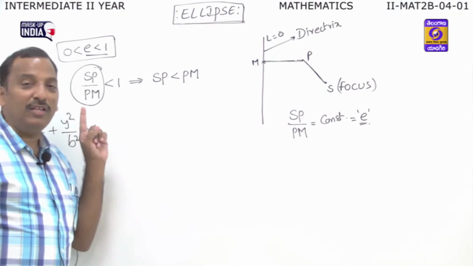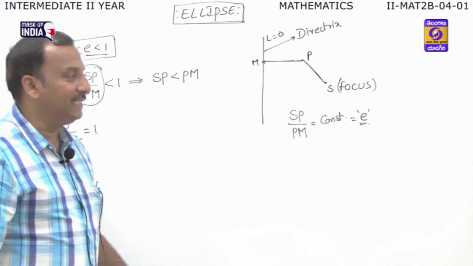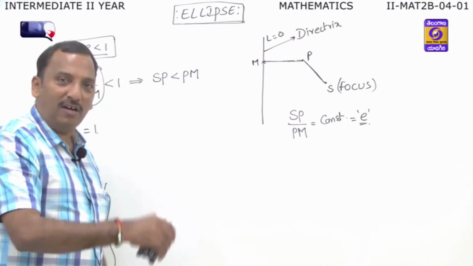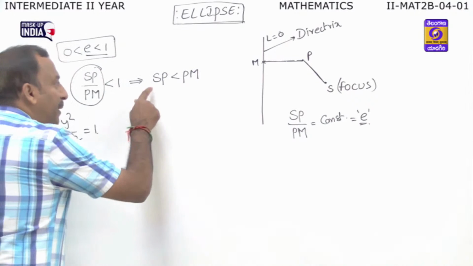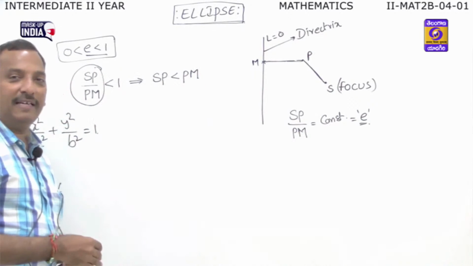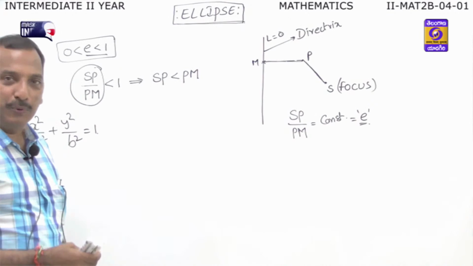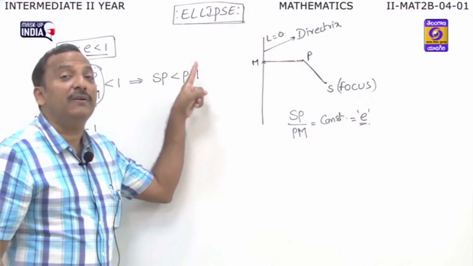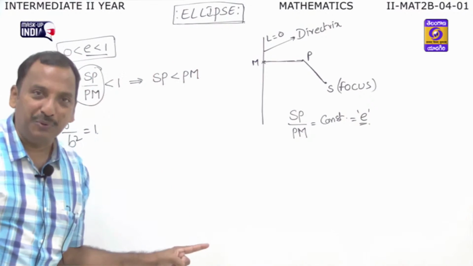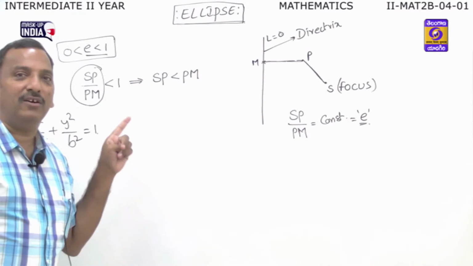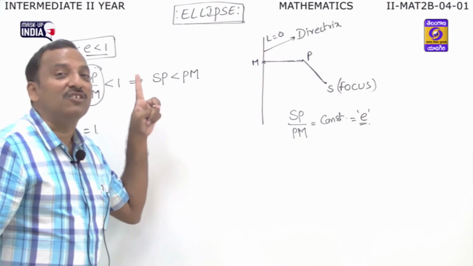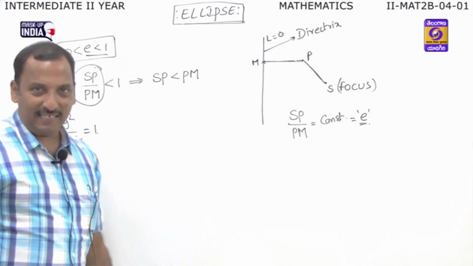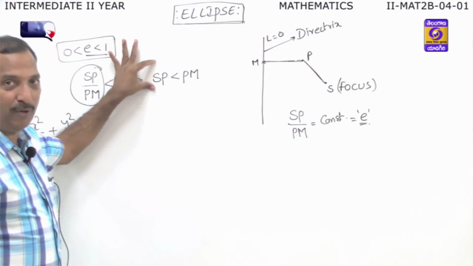See, S becomes the focus of the ellipse, and L equal to 0 becomes the directrix. If P is any point on the ellipse, then SP is always less than PM. That is, the distance of a point on the ellipse from the focus is always less than the distance of the point from the directrix. This is a very important basic point.